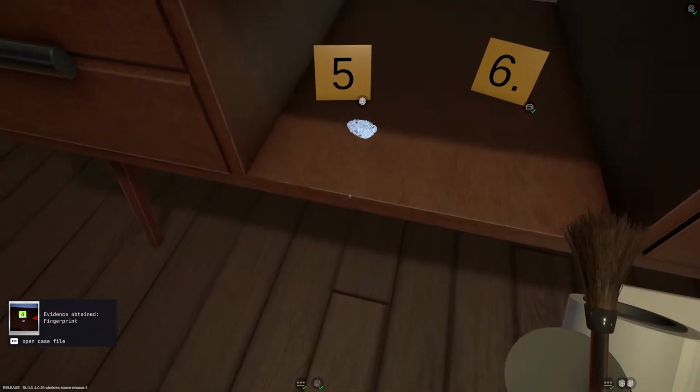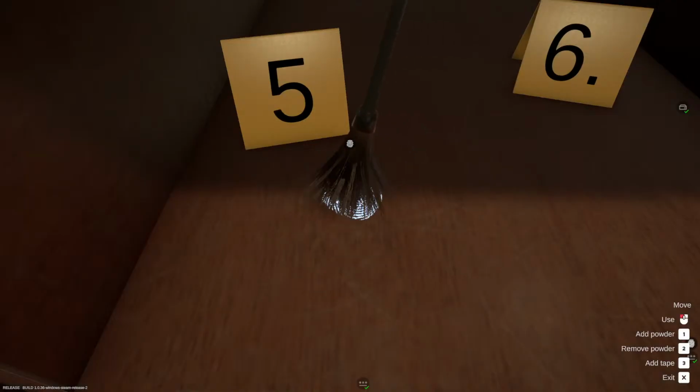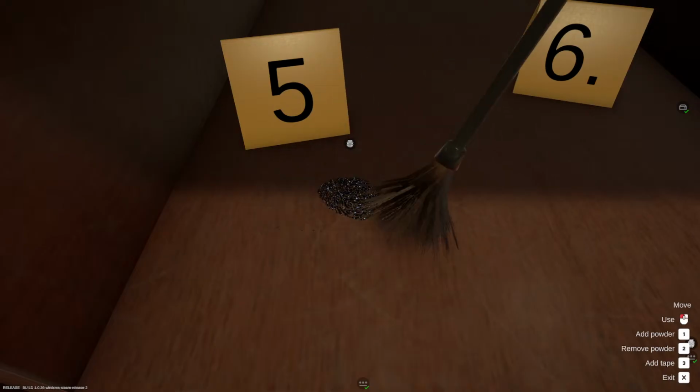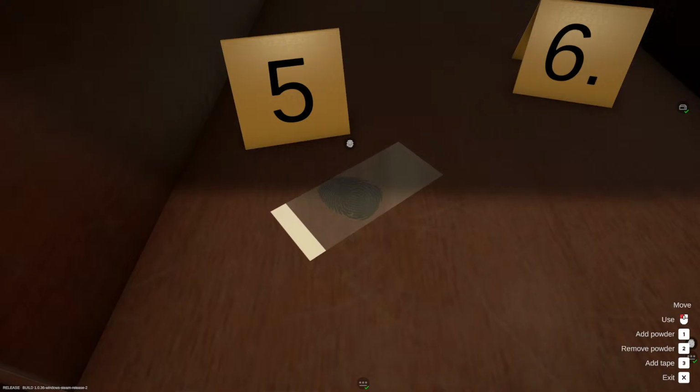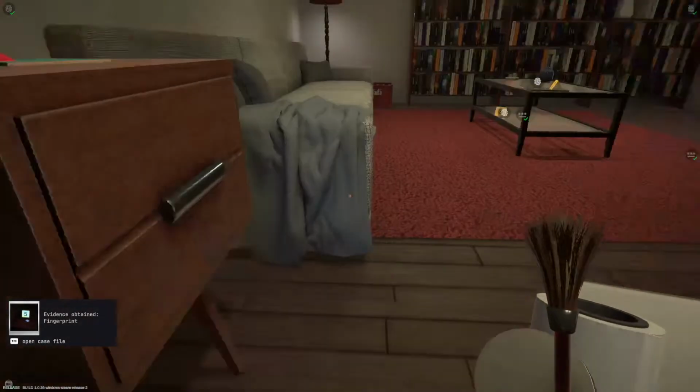Alrighty. Few more to go. So clearly, somebody was after that safe, right? They must have known there was a safe in here. They were trying to get it.